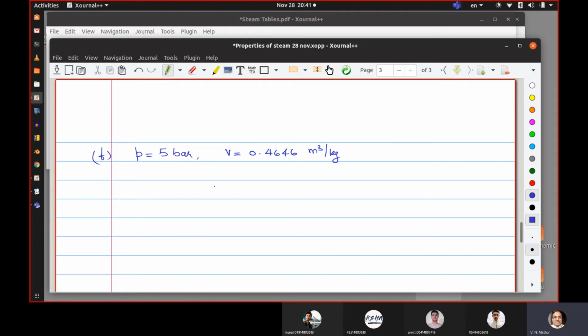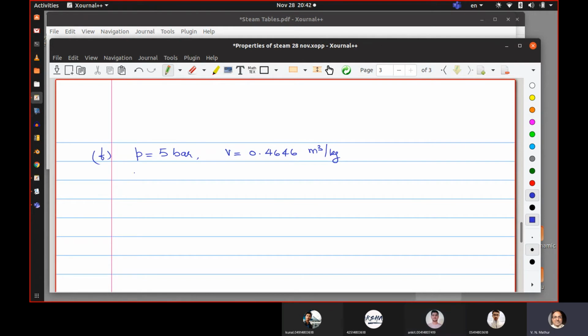Anybody has solved this question? If you have done the question, then I can directly write the answer and the others can cross check while they solve. If no one has solved, then I'll solve it. Okay, so I assume no one has solved it.